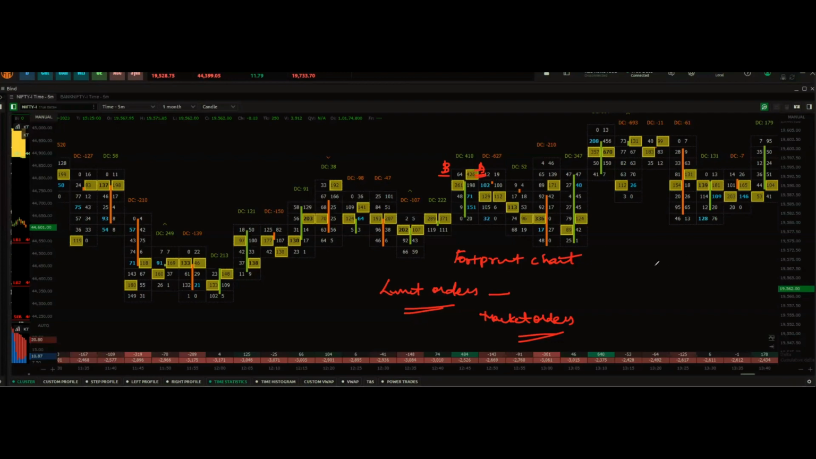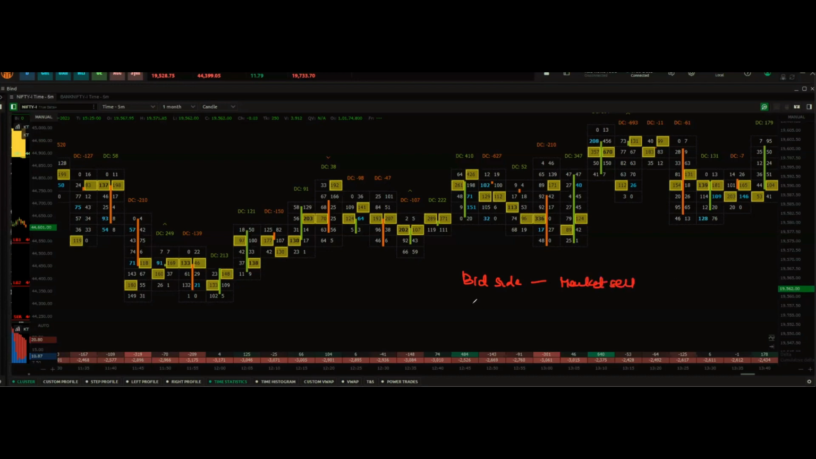Now, what kind of orders do you see on the bid side? This is different from your limit order book that you basically see. On the bid side, when I talk about your order flow chart or your executed order book, the bid side represents all the orders that have been executed on the market sell side. Ask side represents all the orders that have been executed on the market buy side.